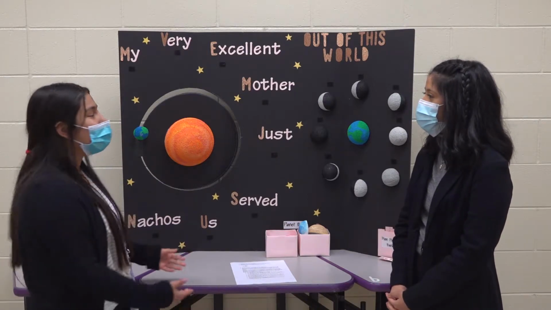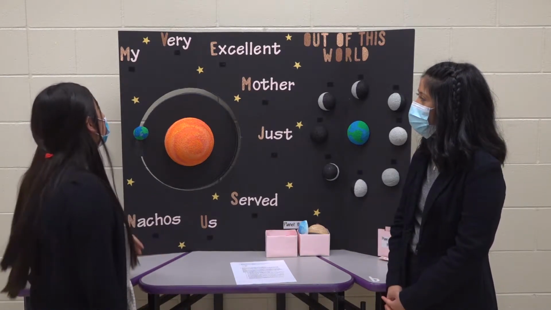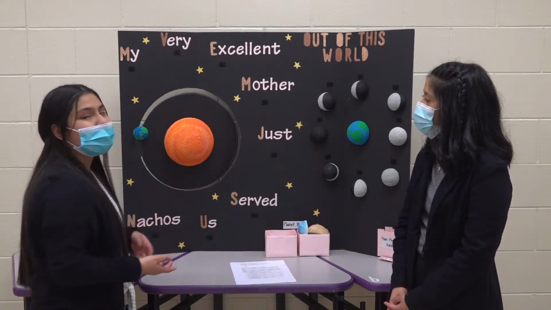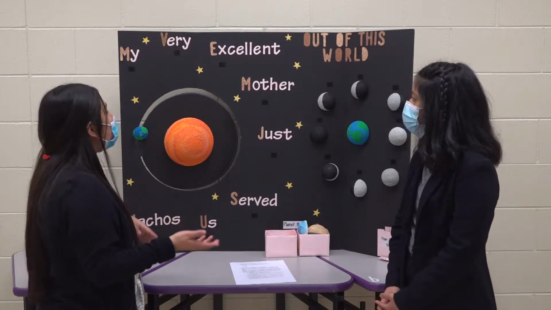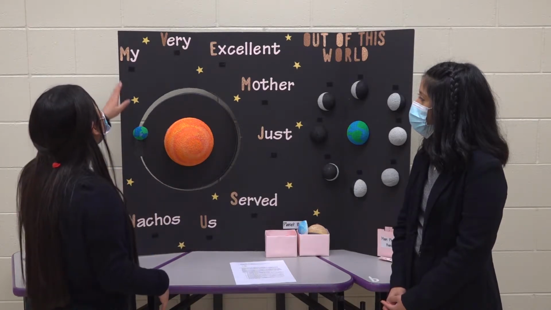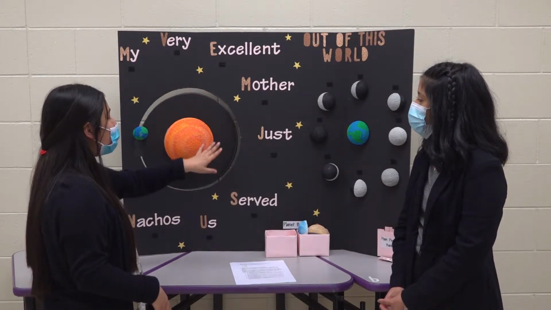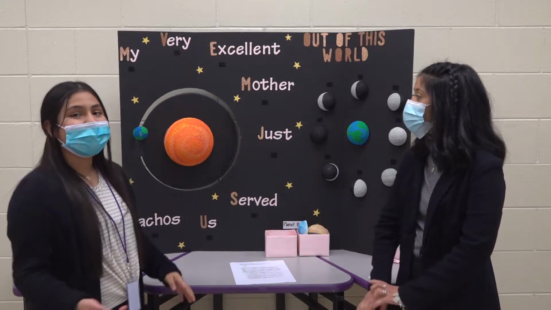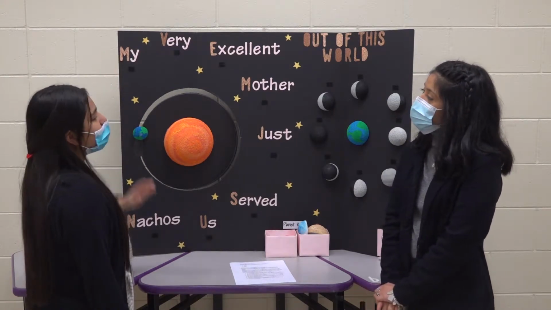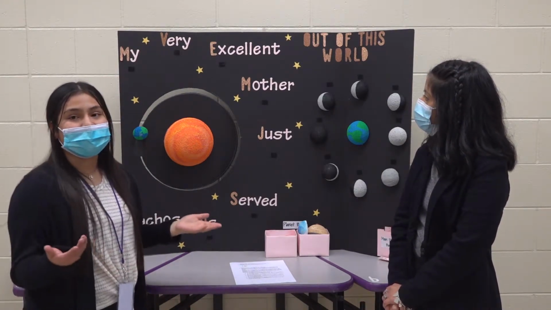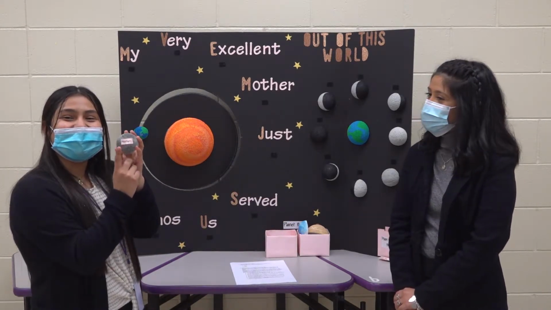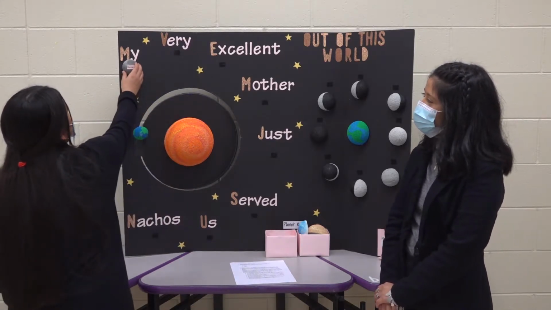On this side of the board is the first interactive lesson, which is the planet order, and we provided an acronym to give the students guidance on how the planets are supposed to go. My very excellent mother just served us nachos is the acronym, and the way it works is that they look at the first letter of the acronym, and M would be the first letter, and they come up and pick the planet by its first letter and put it next to it.